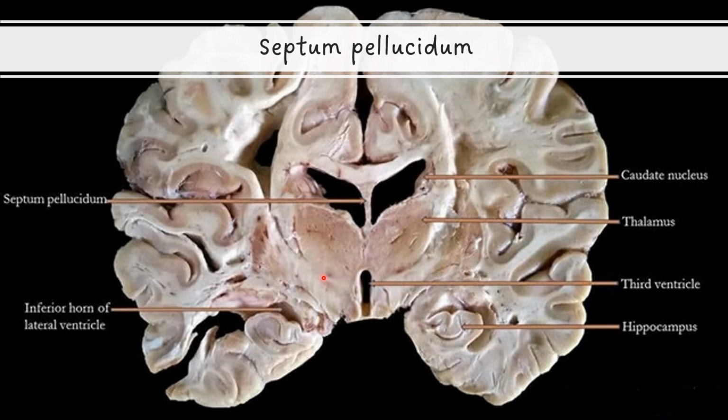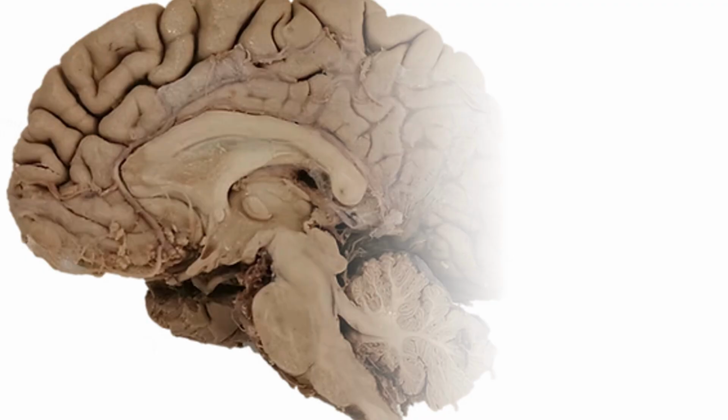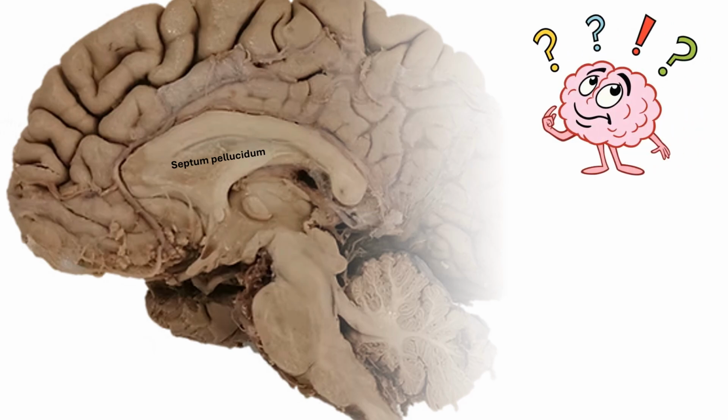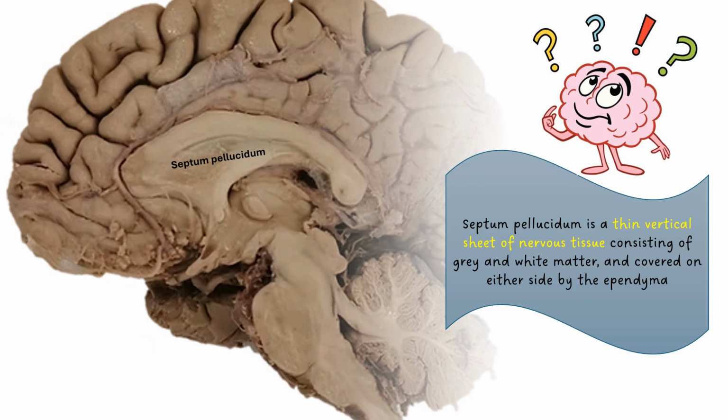This is the coronal section of the cerebral hemispheres. Here we can see that the main part of the lateral ventricle is separated by a septum known as the septum pellucidum, which extends from the corpus callosum above to the fornix below. This is the medial surface of the cerebral hemisphere showing the septum pellucidum. So what is this septum pellucidum? It is a thin vertical sheath of nervous tissue consisting of grey and white matter, and it is covered on either side by the ependymal cells.